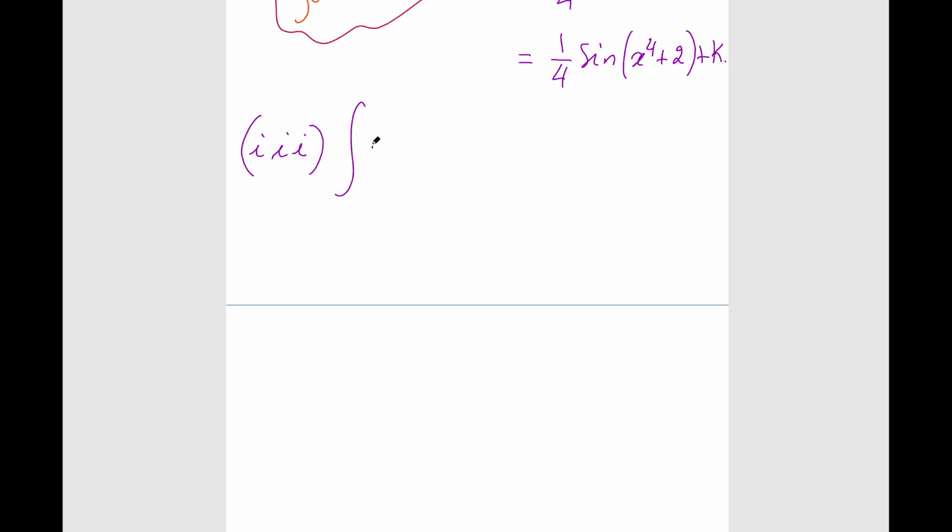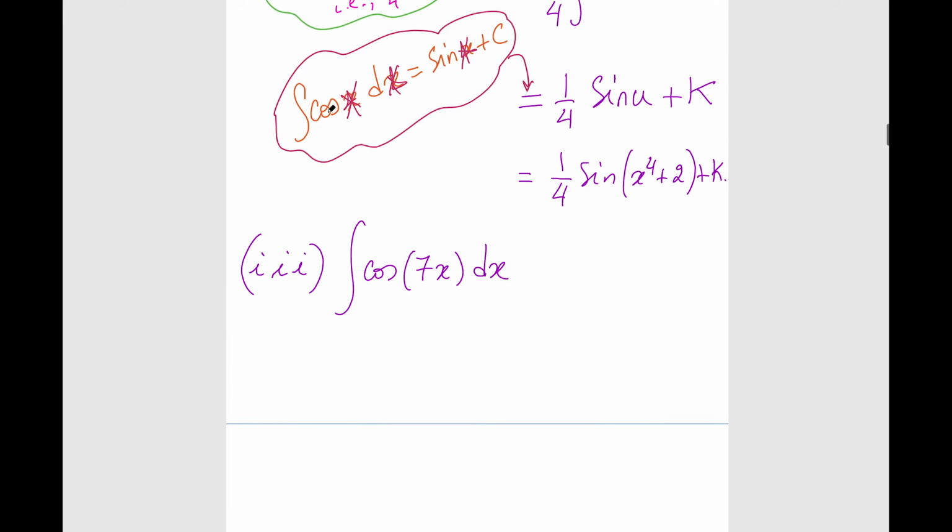About integrating cosine 7x dx. How about we integrate this? What do you think the appropriate choice of the U substitution? Here I cannot use, let me highlight this. I cannot use this because if you think about this as a bullet, you don't have the bullet here, right? If this is the asterisk, 7x is the asterisk, I don't have this as an asterisk, correct?